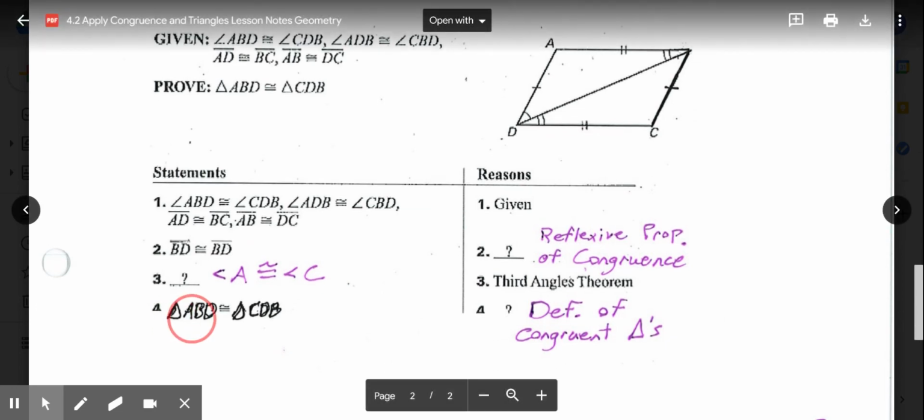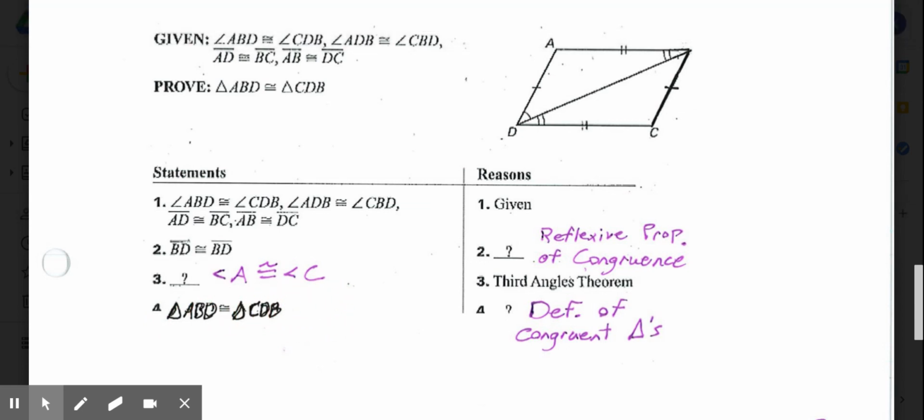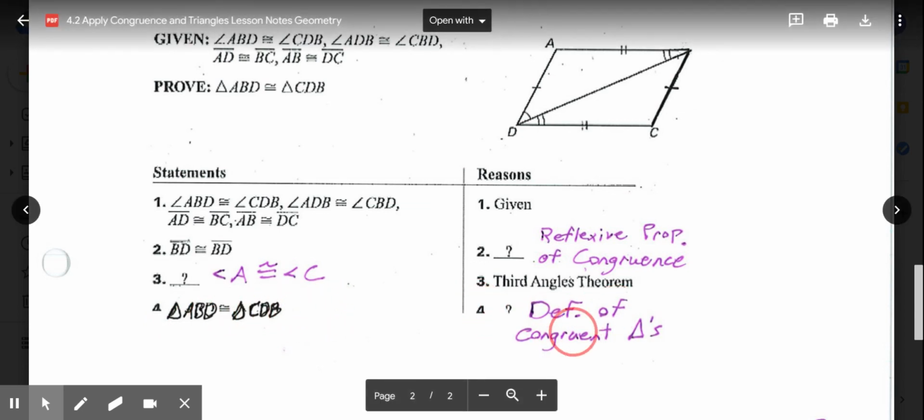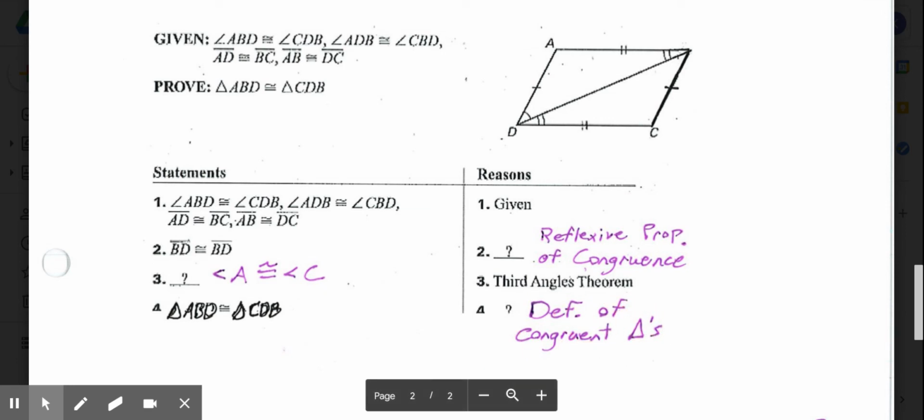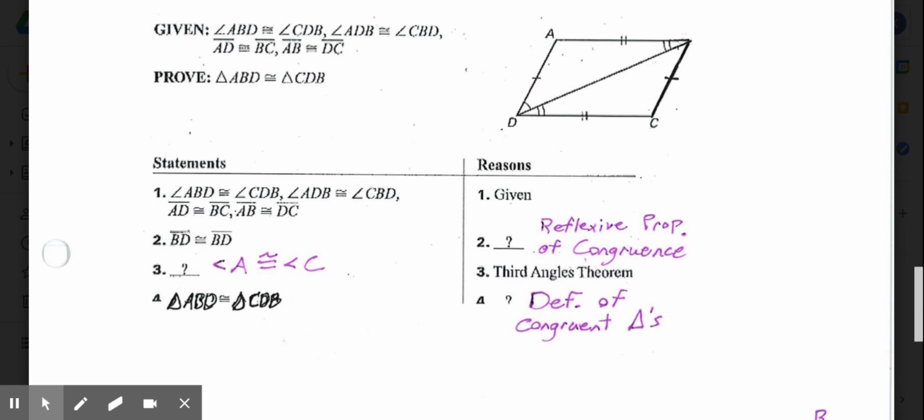Then our final statement, triangle ABD is congruent to triangle CDB, is the definition of congruent triangles. So the definition of congruent figures, in this case, more specifically the definition of congruent triangles. All the corresponding parts are equal.